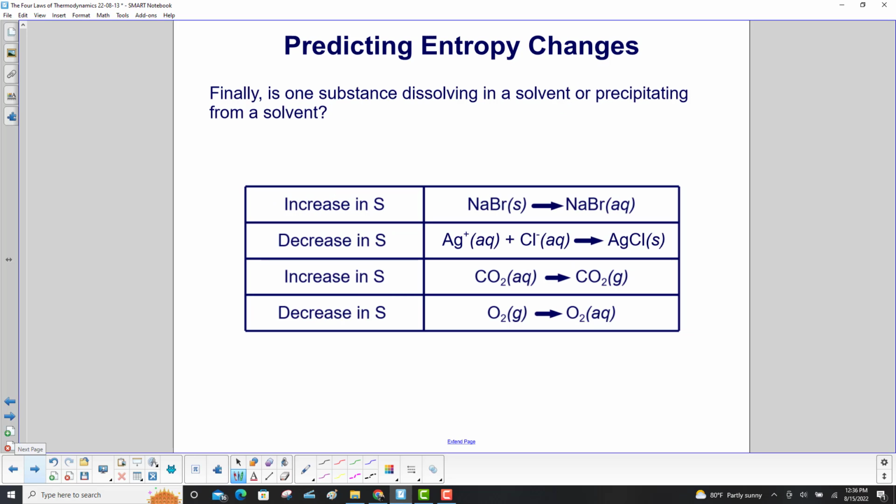Finally, is one substance dissolving in a solvent or precipitating from a solvent? So the first case here, increase in entropy. Why? Because the sodium bromide is dissolving in a solution, goes from a solid to aqueous. Second one, decrease in entropy. We're precipitating out silver chloride. Third, entropy is increasing. We have carbon dioxide leaving solution and going into a gaseous form. And finally, a decrease in entropy. We have oxygen dissolving in a solvent.